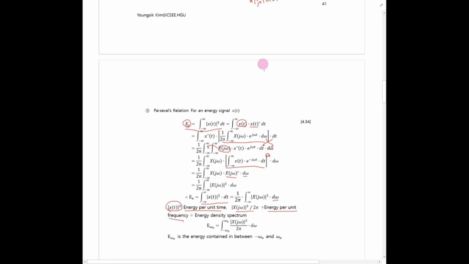If you would like to measure the energy confined in a specific spectral band, it means that we would like to find the energy between two frequencies. Then we just take the integration from minus ω0 to ω0, which will give the energy contained in this frequency region. Parseval's theorem says that the energy can be found from the time domain, or the same energy can be found in the spectral domain. It means that during the transform, the energy is conserved.